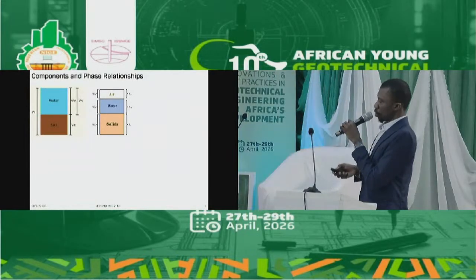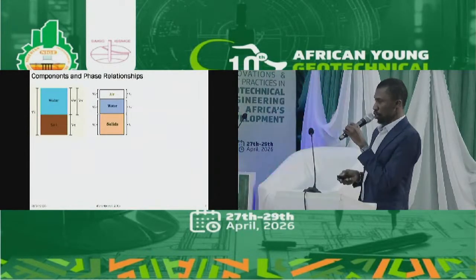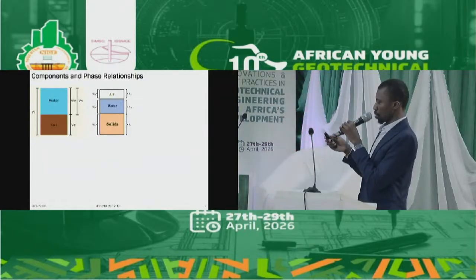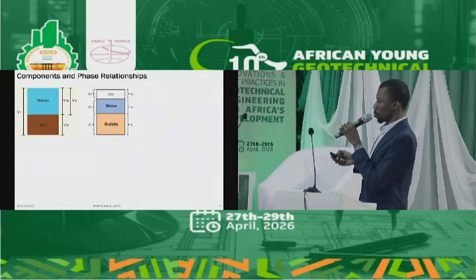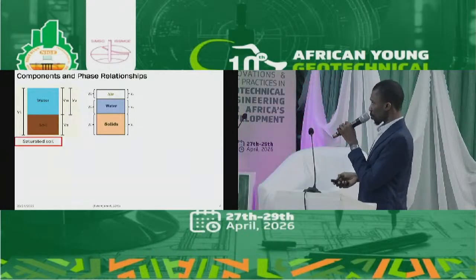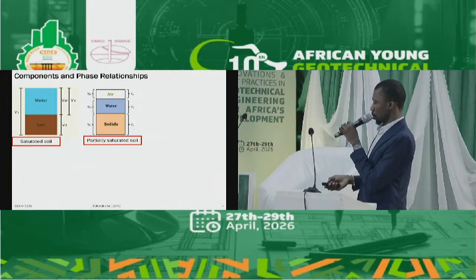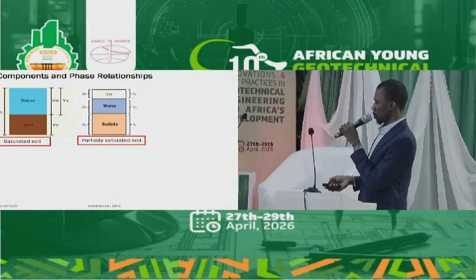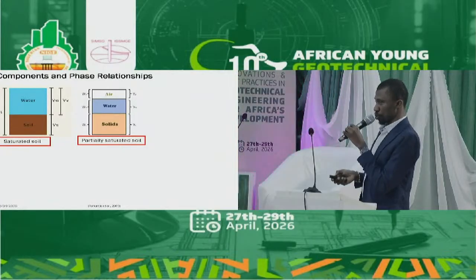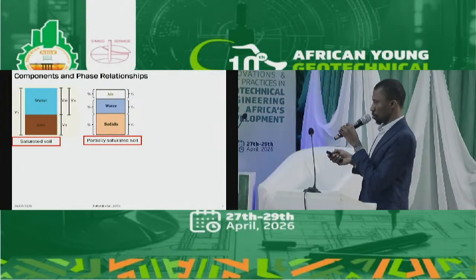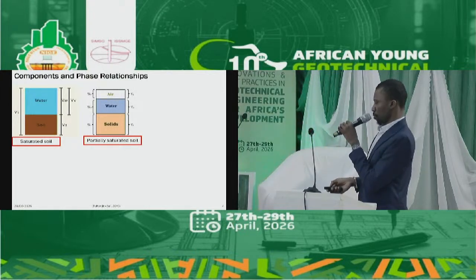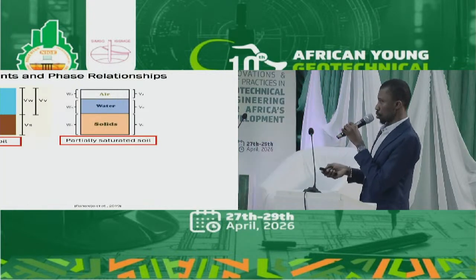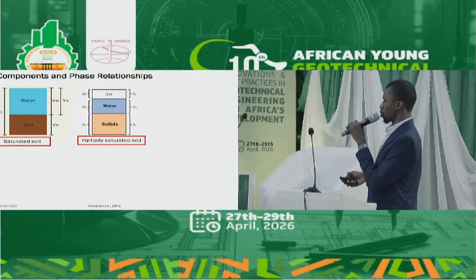I believe all of us know the phase relationship in soil. We have the soil phase and water phase for saturated soil. But when you come to partially saturated soil, we have the presence of air. This is partially saturated soil. And from the very popular principle, we know that effective stress in soil is total stress minus pore water pressure. But for partially saturated soil, the principle does not hold because of the presence of air.